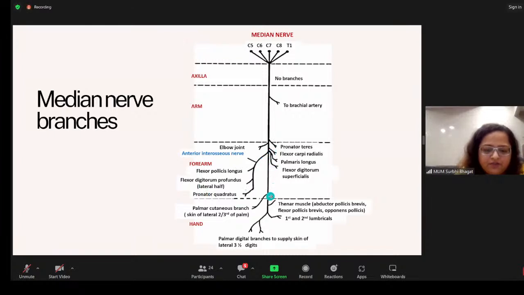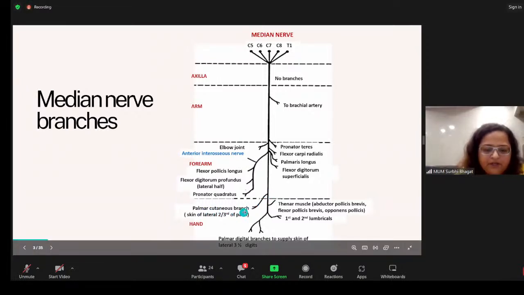And then it continues up to the wrist, where it again gives the cutaneous branch, which is outside the carpal tunnel or the flexor retinaculum. That's how we distinguish the carpal tunnel syndrome. The palmar cutaneous branch supplies the lateral two-thirds of the palm. Then the thenar muscles, first and second lumbricals, and the palmar digital branches which supply the skin of the lateral 3.5 digits. So exactly opposite to the one that's supplied by the ulnar nerve.